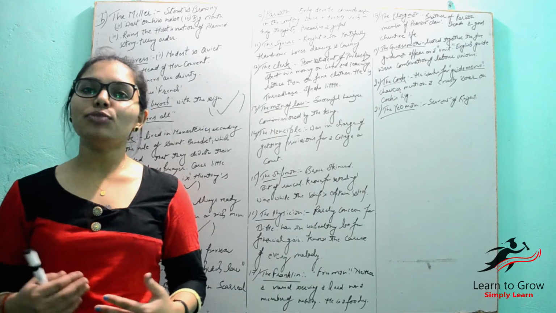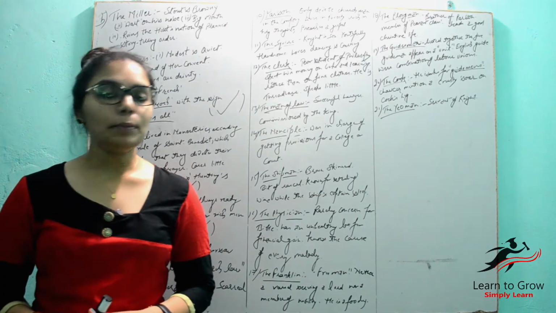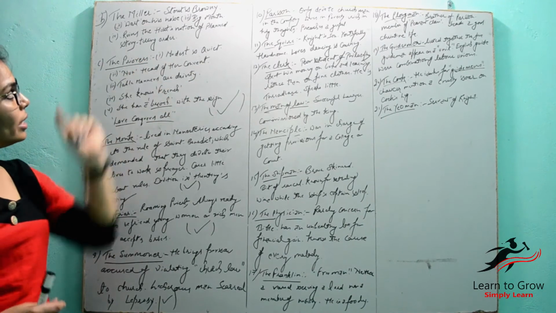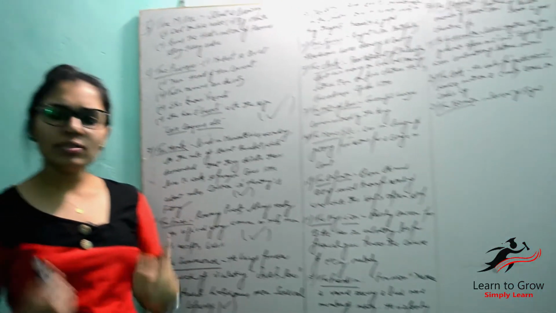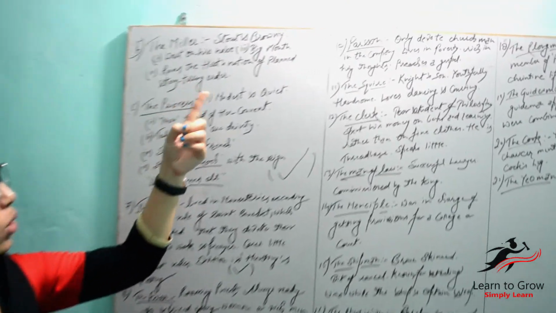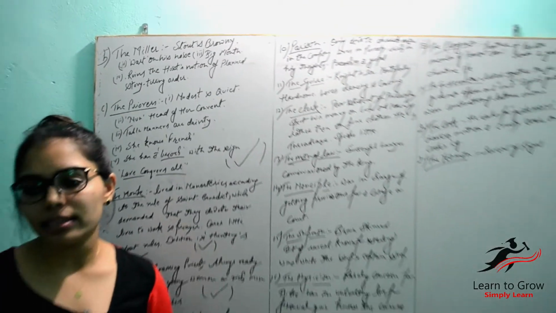So till now we have discussed 4 characters given in the Canterbury Tales by Chaucer. Now we are going to describe a 5th character here, the Miller. He is stout and brawny. Stout means he is very strong in his physique, and he is brown in color. He has a wart on his nose. He has a big mouth. These are tiny details about these characters.